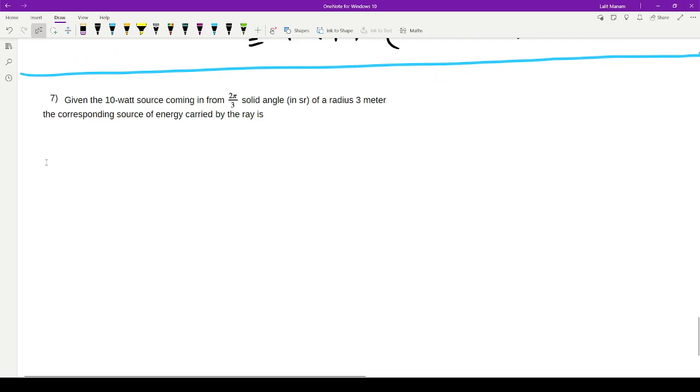Okay, so given a 10-watt source, since you now know clearly that 10 watt means you're talking about flux, we'll use the flux phi, which is given as 10 watts, coming from a solid angle omega of 2 pi by 3 steradians, at a radius of 3 meters.